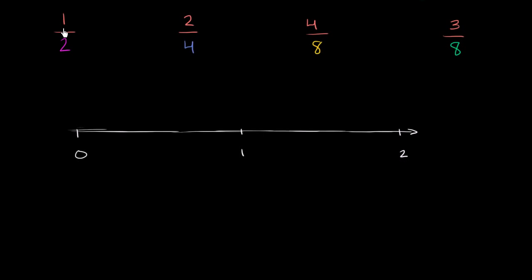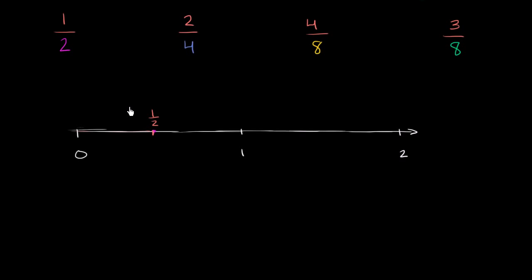So let's first try to plot where 1/2 is on the number line. So we can split the section between 0 and 1 into 2 equal sections. And 1/2 would mean that I would have gone one of those 2 equal sections. So if I just go that far, I should be at 1/2. So this right over here is 1/2.